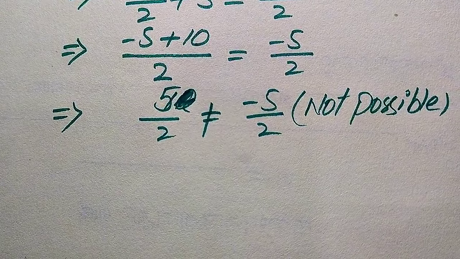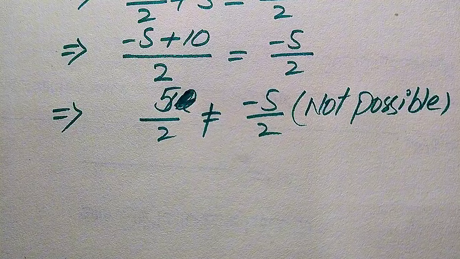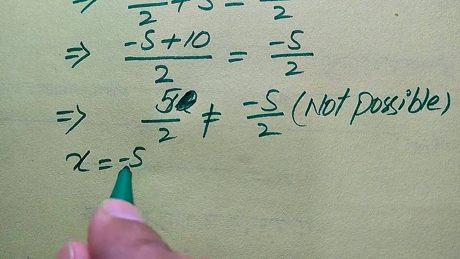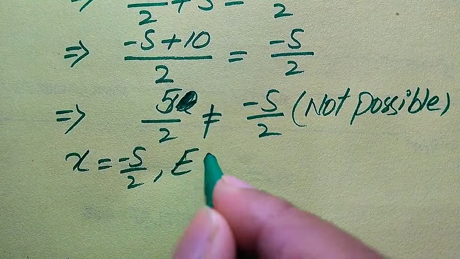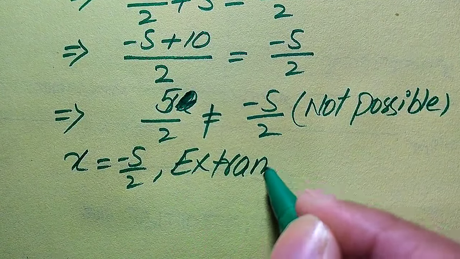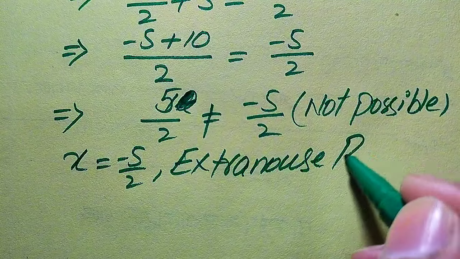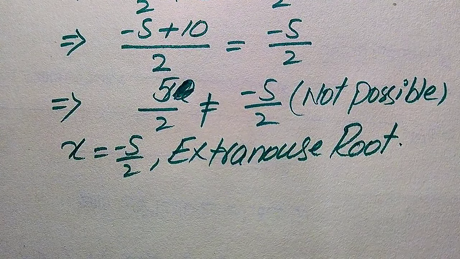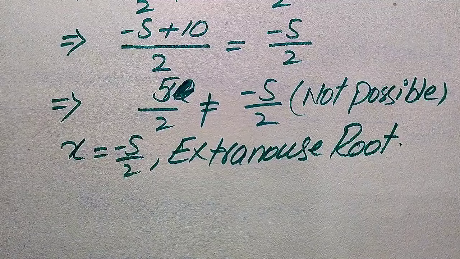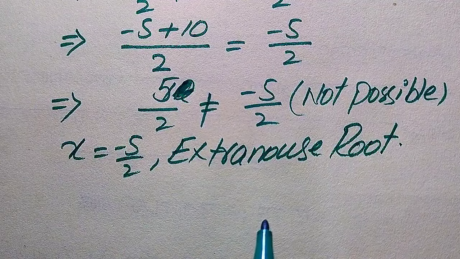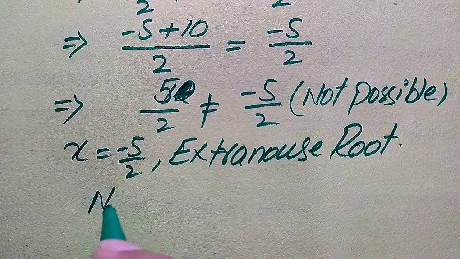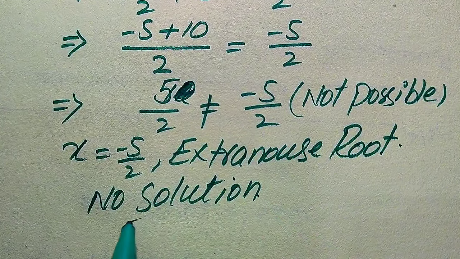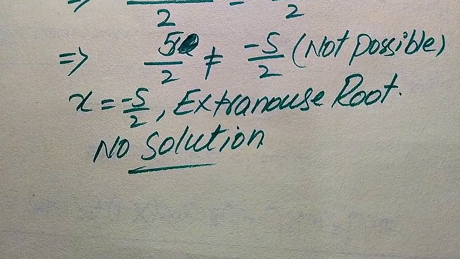If it is not satisfied, it means that it is not the solution, and we conclude that x equals minus 5 over 2 is the extraneous root of the given equation. This is the extraneous root because it does not satisfy our given question statement, and we cannot get any other value of x which satisfies it. So we finally conclude that this question has no solution. This is the final conclusion about the solution of this problem.